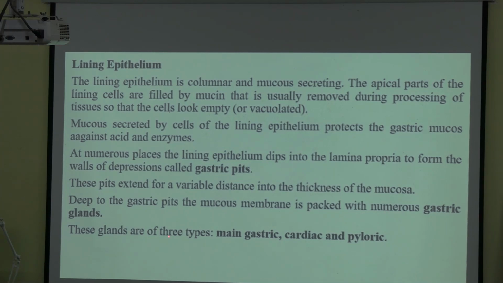Three types of gastric glands are there: main gastric gland, cardiac gland, and the pyloric gland. Three different types of glands are there. As I said, cardiac gland and pyloric gland are mainly mucus secreting glands. But most of the secretion is done by the main gastric gland, and the majority of them are the main gastric gland.